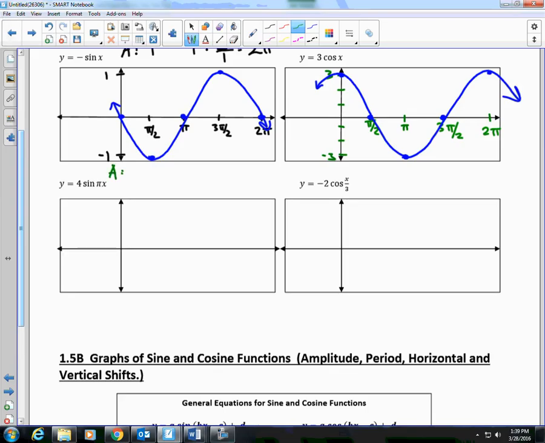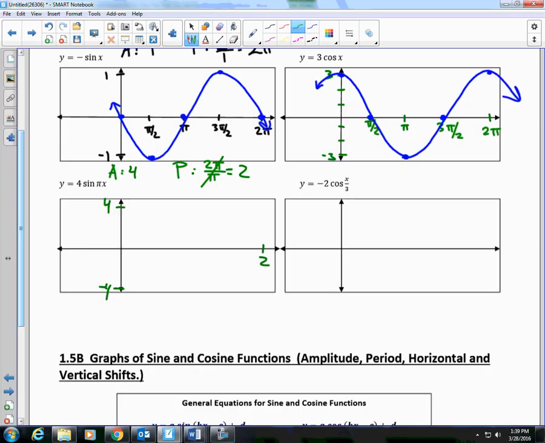What will the amplitude be for the next one? 4. The period will be 2 pi divided by, what's the number in front of x? Pi. What's 2 pi divided by pi? Just 2. So the period is 2. And the amplitude is 4. So I marked off my 4, -4. Marked off 2 for the period.